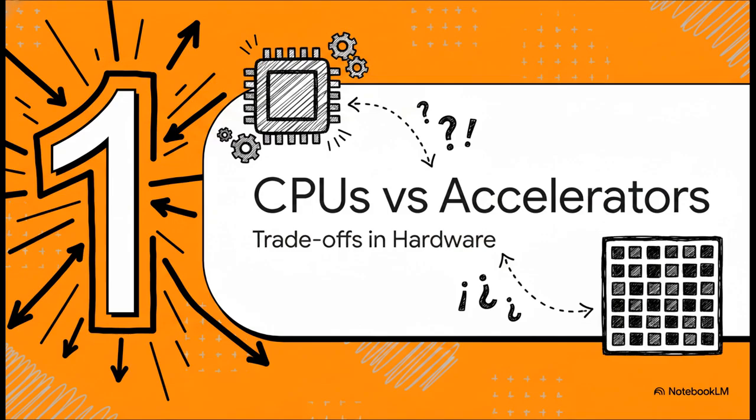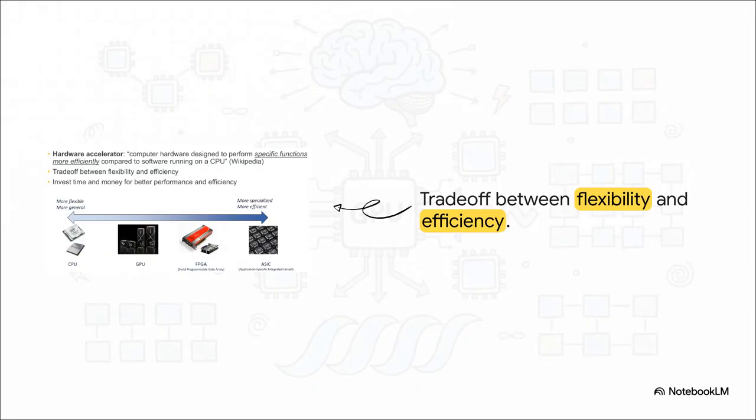Section 1. CPUs versus hardware accelerators. To really get GPUs, we have to start by understanding the fundamental design philosophy that separates a standard processor from a specialized accelerator. When designing hardware, there's a fundamental spectrum of trade-offs. On one end, you've got the CPU.